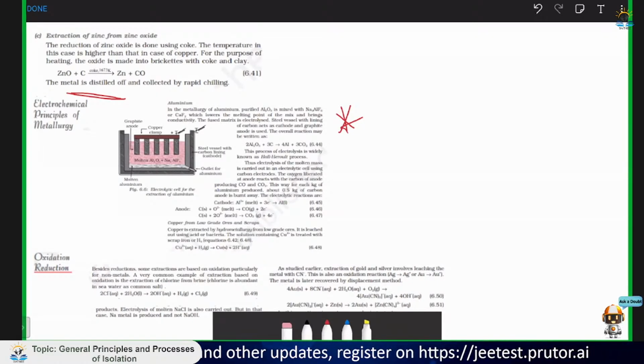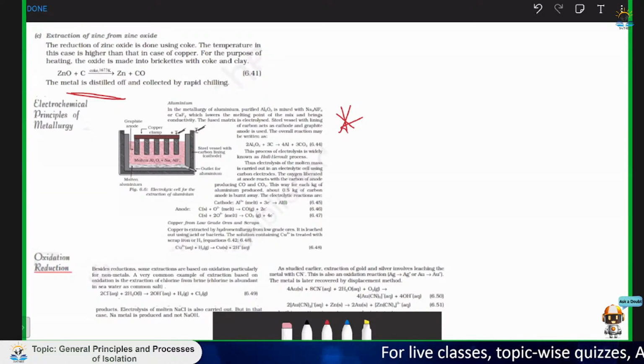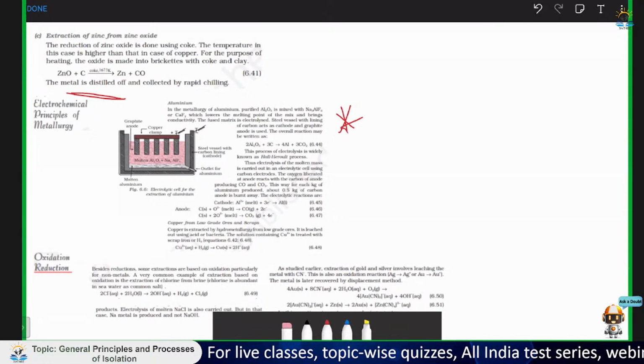Copper is extracted by hydrometallurgy from low-grade ores. It is leached out using acid or bacteria. This is not like conventional leaching. Instead of carbon, CO2 or electrolysis, you're going to use acids or bacteria, normal chemical reactions and biochemical reactions. The solutions containing Cu2+ are treated with scrap iron or H2, a normal reduction reaction. This is highly chemical. Reduction of copper from low-grade ores is called bacterial leaching and hydrometallurgy.